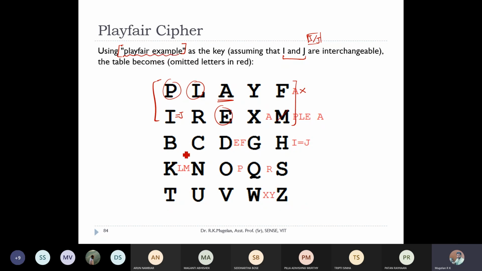Now we fill the rest of the elements: B, C, D, E and F already came here, so E and F won't be coming here. Then G, H. Here J won't come because in the word fair we used I, right? If you are dropping I, then you will be dropping J also here. Right. Then K, L and M already came. Like this, we have filled the entire 5x5 table.